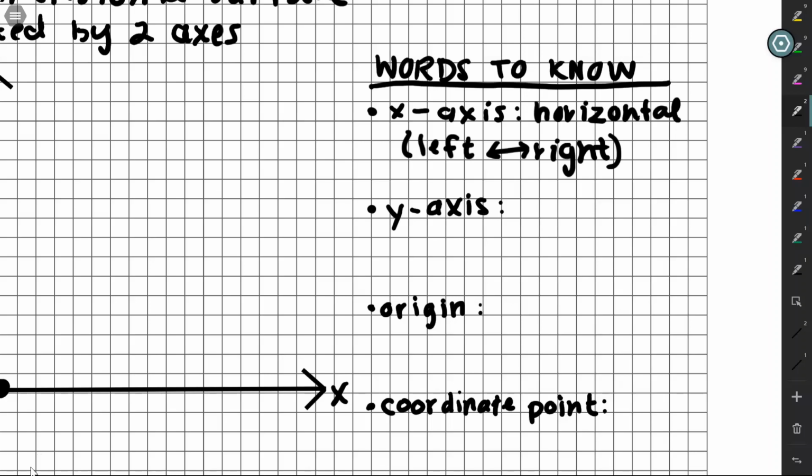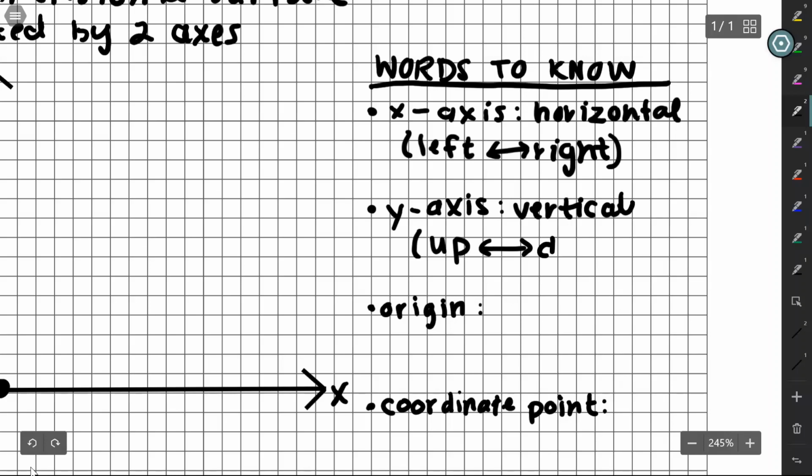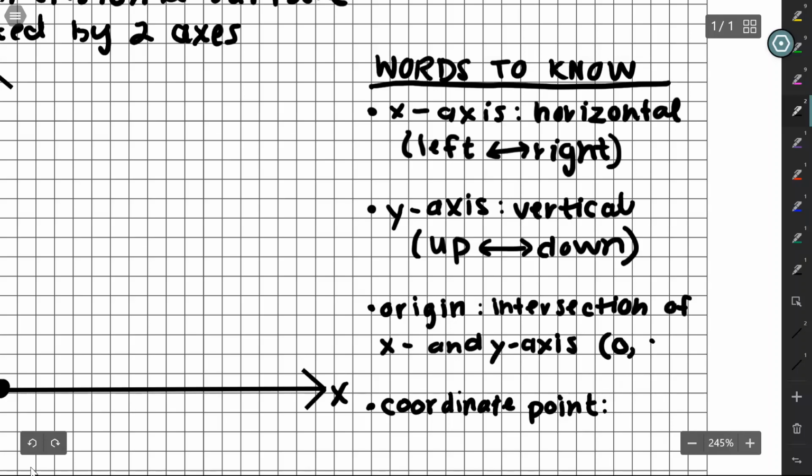Alright, our y-axis is our vertical axis. So vertical means that it is up, down, or down, up. Origin is the intersection of your x and y axis, and it is always represented by the coordinate point 0, 0.